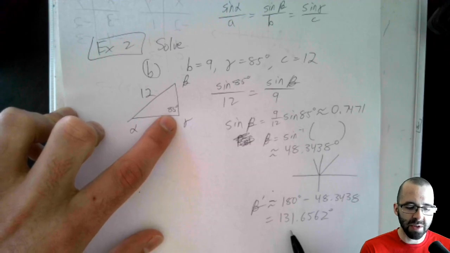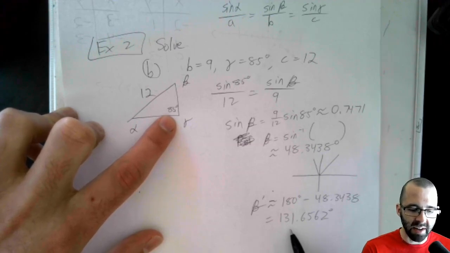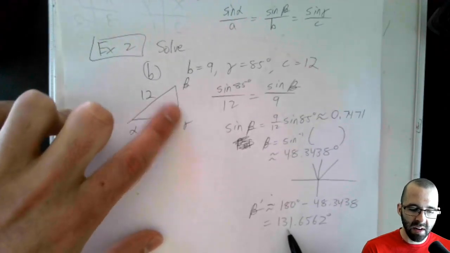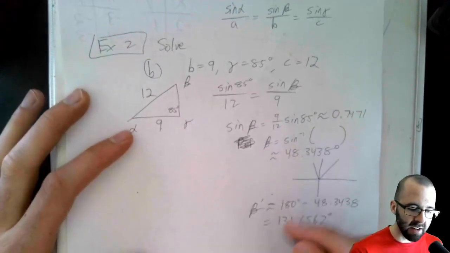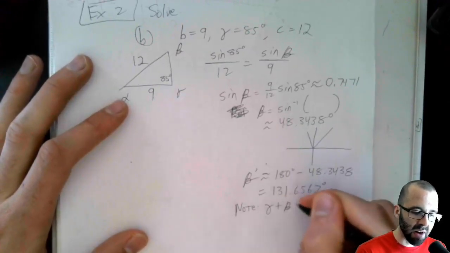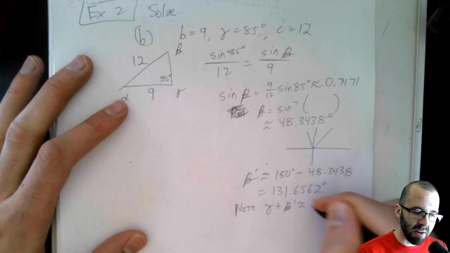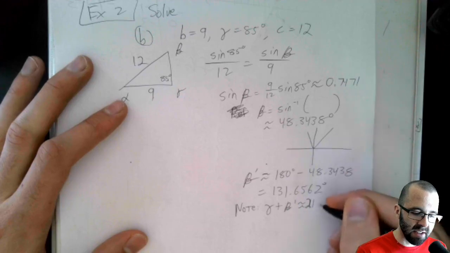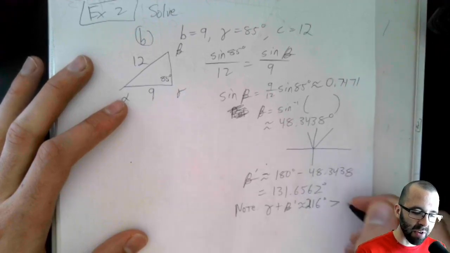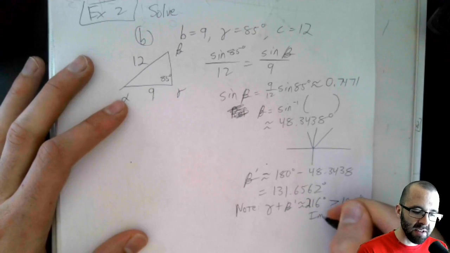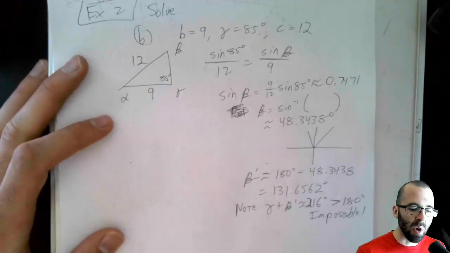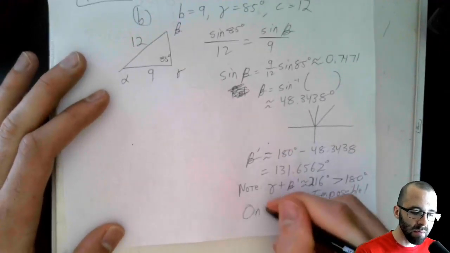Those add up to like 216 degrees or something like that. The whole sum cannot be over 180, right? So note, gamma plus beta prime is roughly 216 degrees, which is way over 180 degrees. This is impossible. So we know there's only going to be one solution. All right.